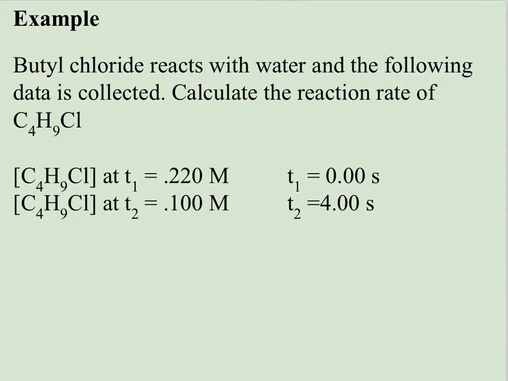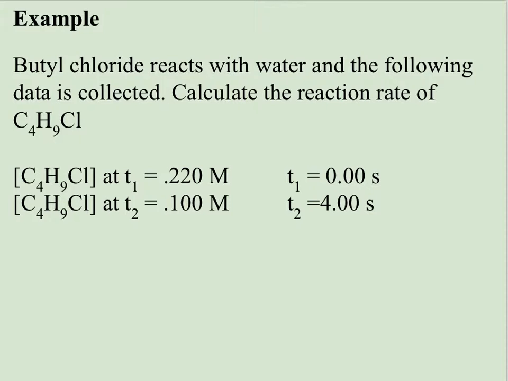Butyl chloride reacts with water and the following data is collected. Calculate the reaction rate of butyl chloride. And all I've given you is the concentration of the butyl chloride at 0 seconds and 4 seconds. I haven't included the balanced equation because we really don't need it to calculate the reaction rate.